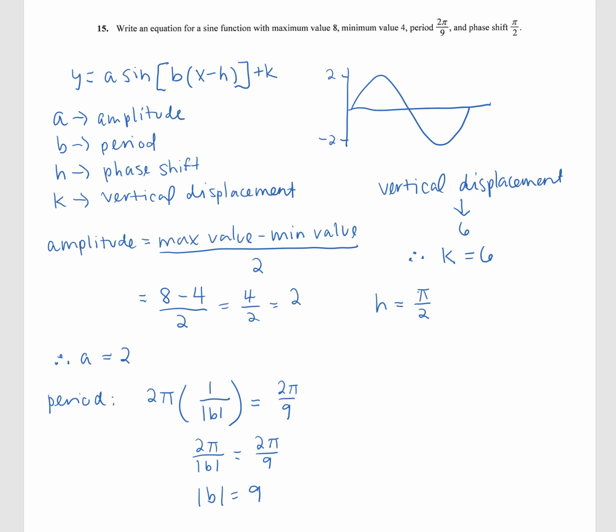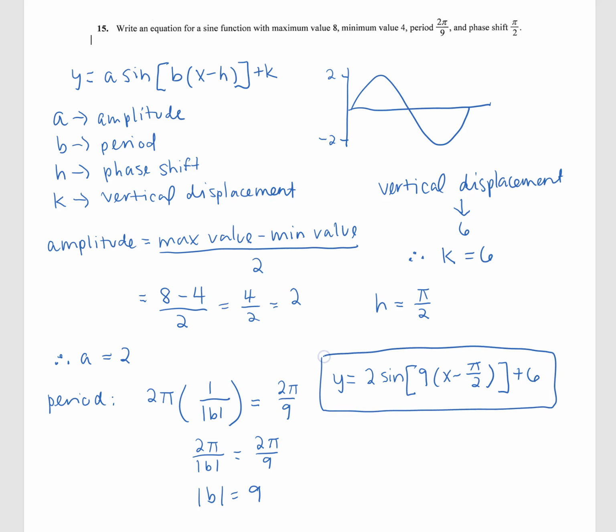So now we know all our variables, and we can plug them into this general form. What we get is y = 2 sin(9(x − π/2)) + 6. We said π/2 is positive, but this negative sign is just inherent in our general form, and a plus 6 on the outside. So this is an equation of a sine function that matches the criteria in the question, and we've answered question 15.